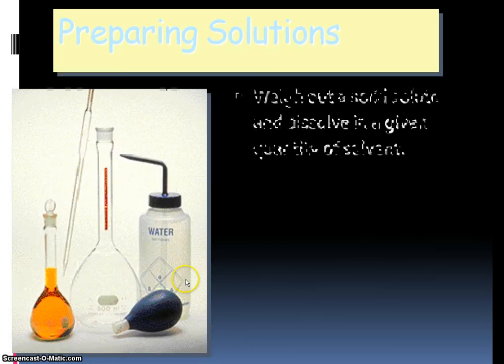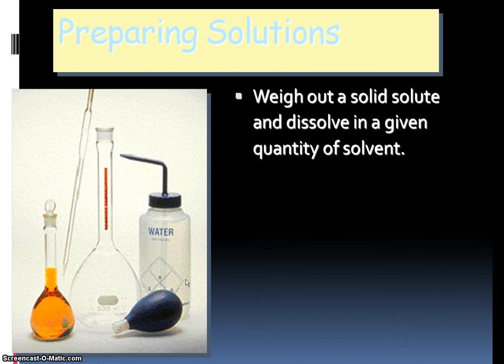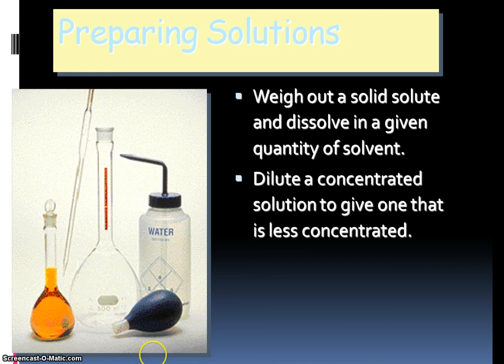So when we prepare a solution, sometimes we can't weigh out a solid. Sometimes we have a stock solution, and we have to use that stock solution to make other solutions. So we need to be able to dilute it. There's an equation for that. It's called the dilution equation, which is M1V1 equals M2V2.